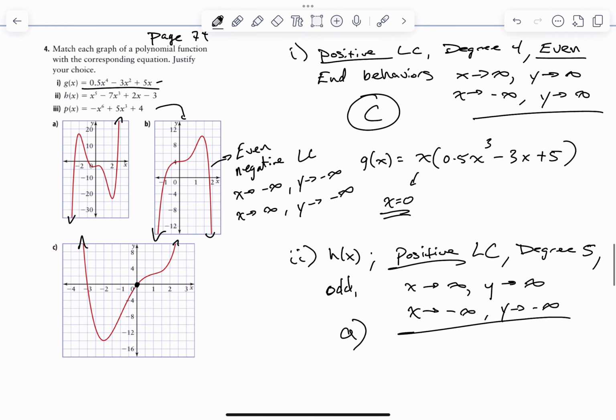So 1 is going to match with C, we said. I'll just write them here, maybe in a different color so you can pair them up nicely. 1 goes with C, 2 goes with A, and 3 goes with B. And that's it.